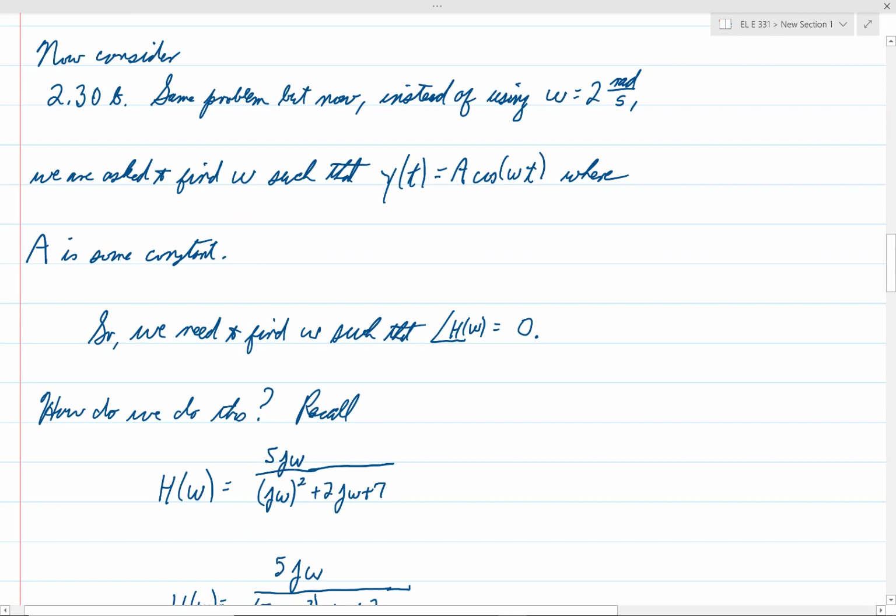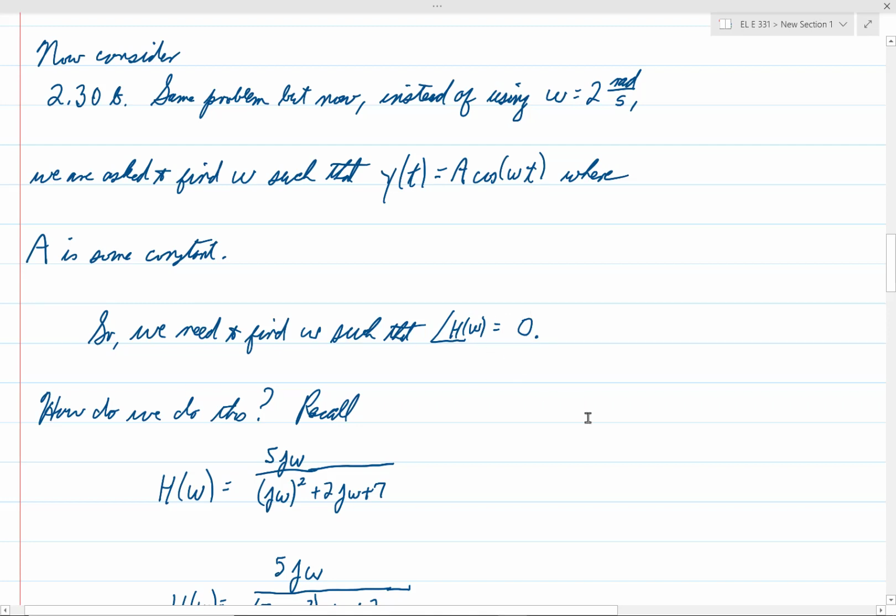So you can see that what we're really asking here is we need to find an omega such that the phase of h of omega is equal to 0. And again, how we know that is that there's been no change in the phase. The cosine of omega t was the input, a cosine of omega t is the output. There's no extra phase term there. So that means that the phase of h of omega is equal to 0.